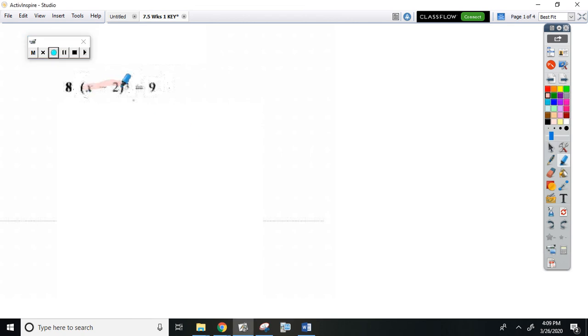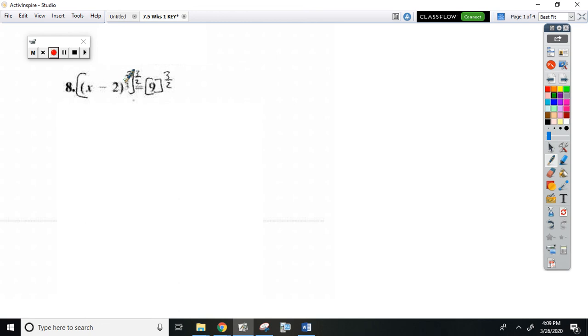Notice that first of all, our parentheses are isolated, so we do not need to do anything to get them isolated. We will then use the inverse of raising something to the 2/3 power. To do that, we will raise both sides to the reciprocal power, which would be the 3/2 power. I'm going to go ahead and do that on both sides. Raise the left to the 3/2 and the right to the 3/2.